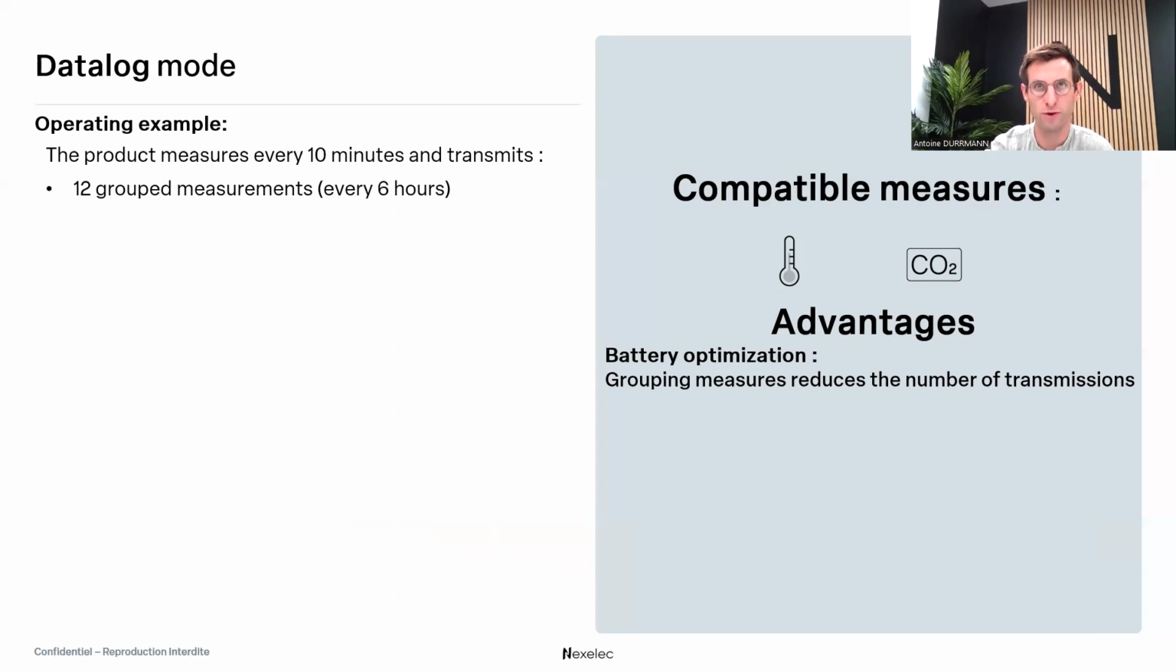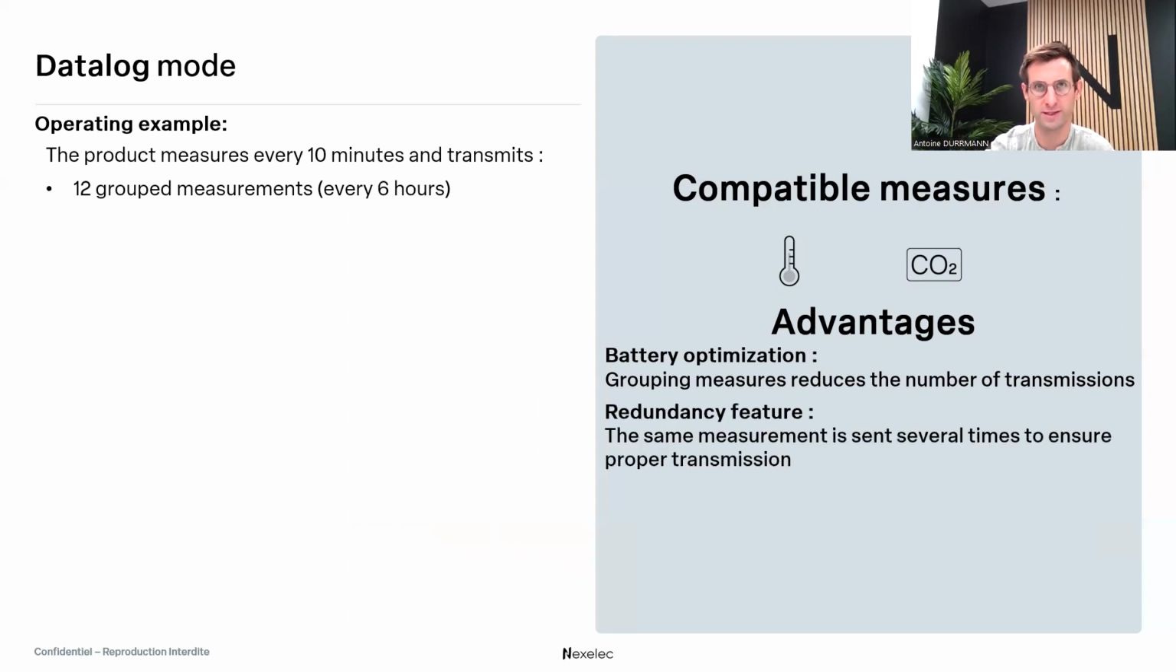The data log mode also includes a redundancy feature, enabling the same data to be transmitted several times, ensuring maximal data reception even when the network coverage is limited. By default, a measurement is transmitted 3 times. Let's see how this function works in the previous example.